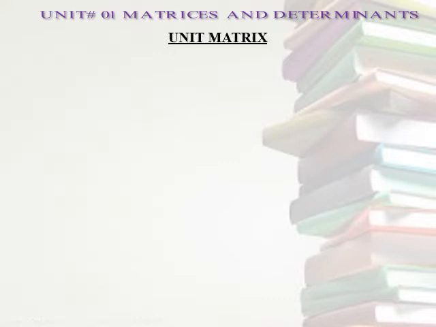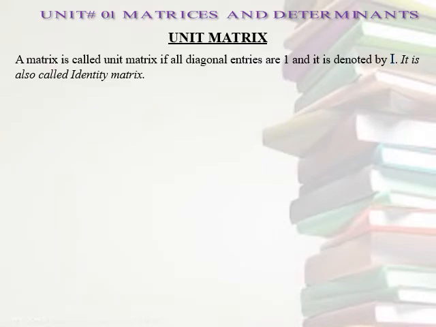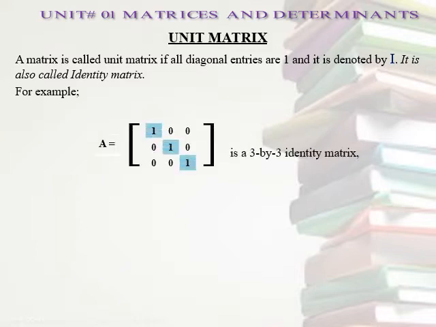First matrix is unit matrix. A matrix is called unit matrix if all diagonal entries are 1 and it is denoted by capital I. It is also called identity matrix. For example, this is matrix A, and as you can see, I have highlighted a few entries to show you that these are diagonal entries of matrix A, and all of these are 1 and the rest of the entries are 0. This is what the identity matrix is.